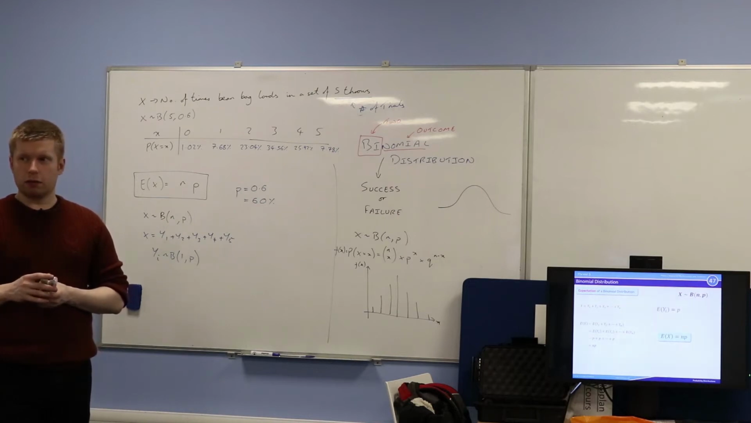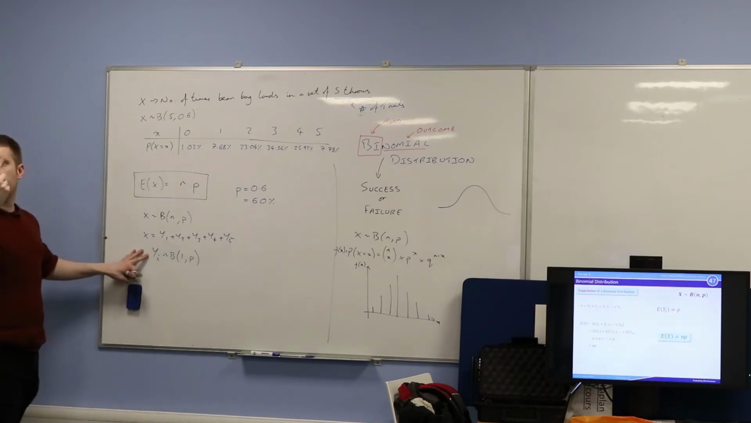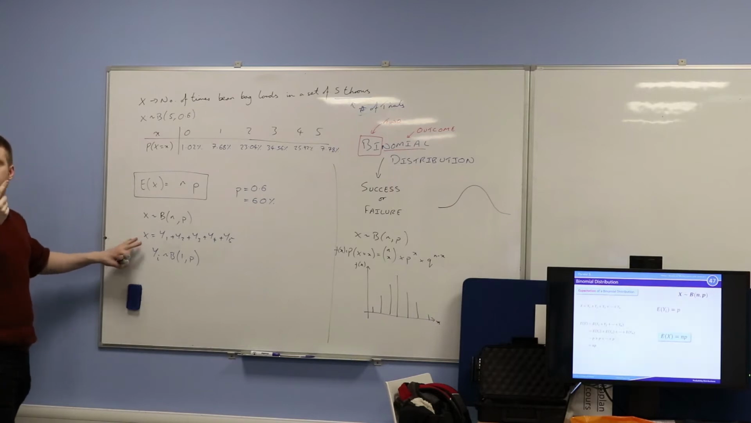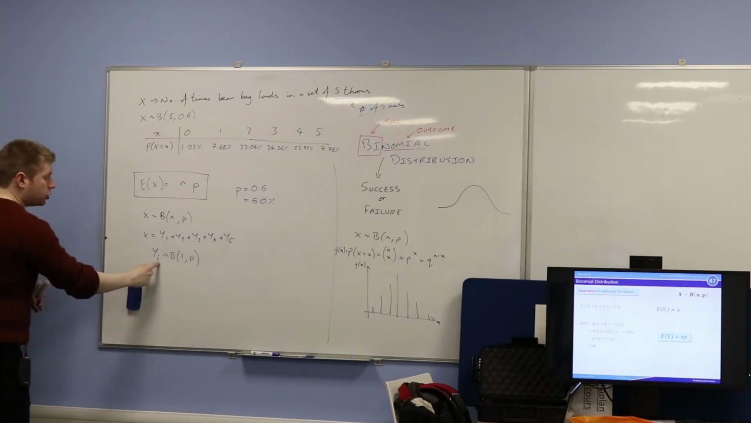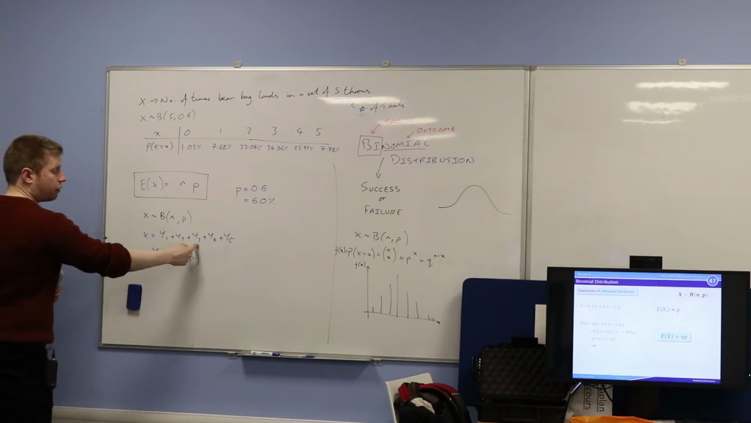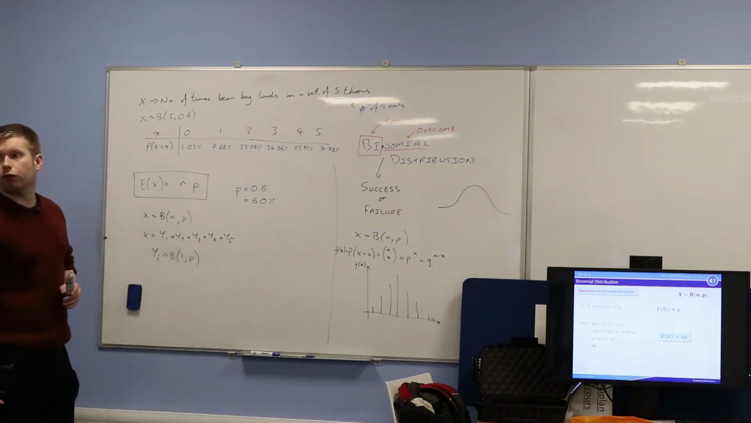Do you follow that? Literally I'm just saying treat one throw separately. x is made up of 5 throws, so look at each throw separately. I'm just using i to represent either the first throw, second throw, third throw, fourth throw, or fifth throw. Is that okay?